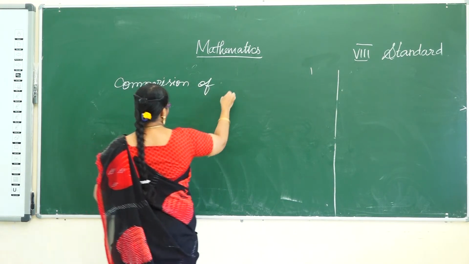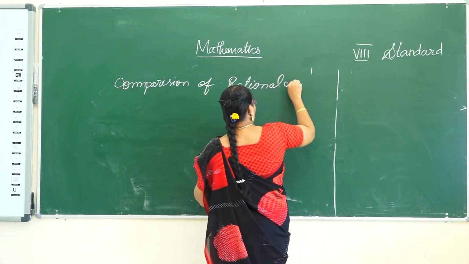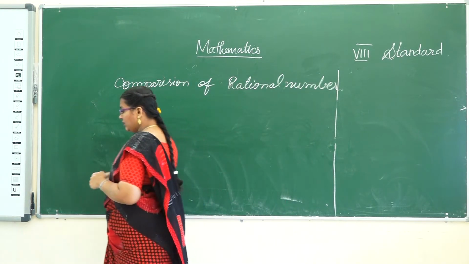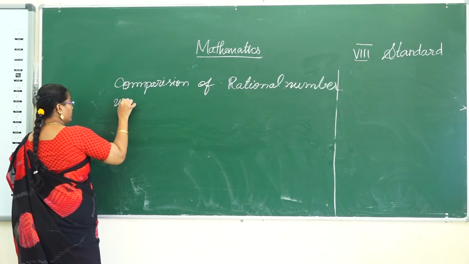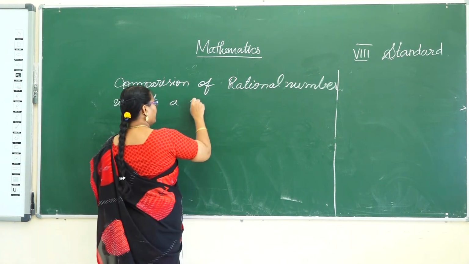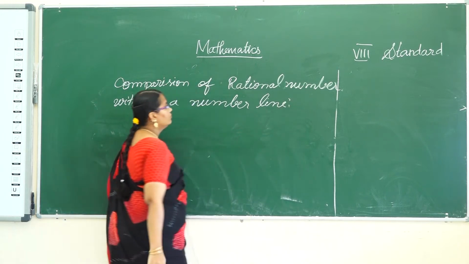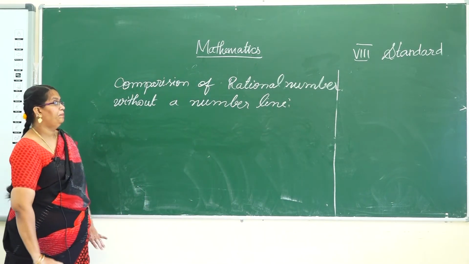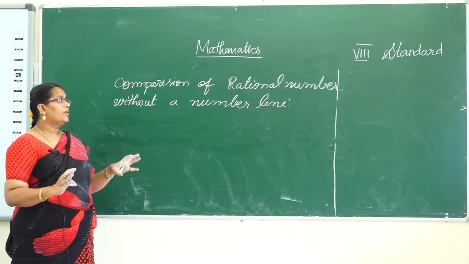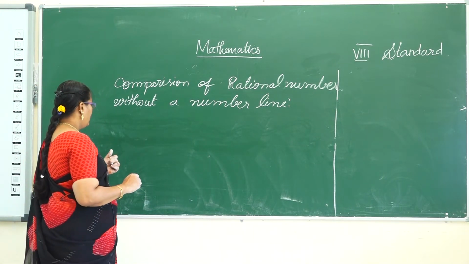Comparison of rational numbers without a number line. With a number line we know how to find it, right? So without a number line, it's based on three methods.